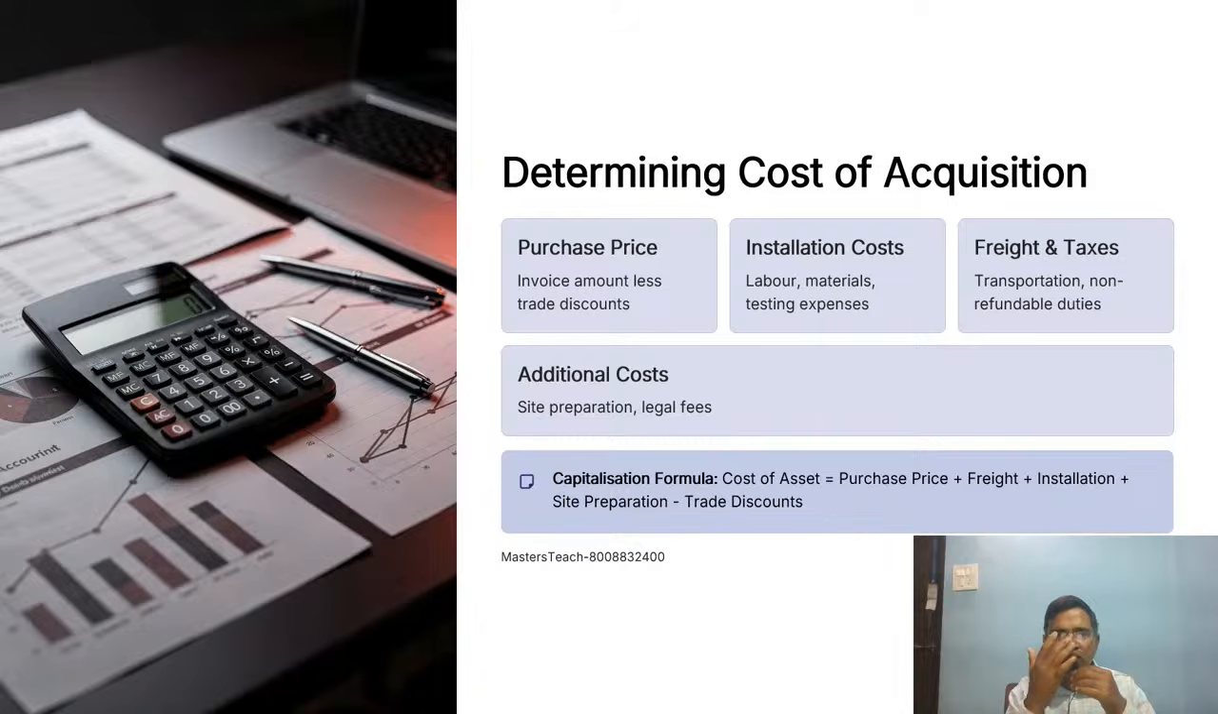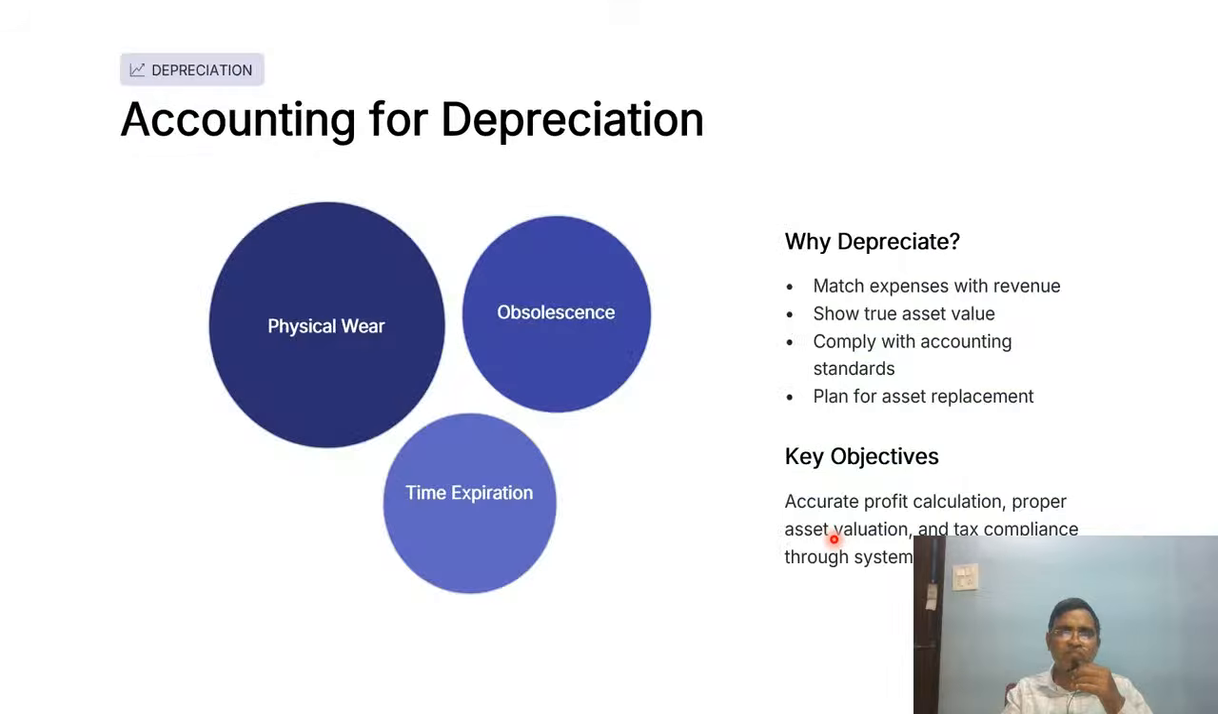So the formula: cost of asset equals purchase price plus freight charges, plus installation charges plus site preparation, minus trade discount. This is called the capitalized cost of assets. Just remember the same. Then accounting for depreciation.